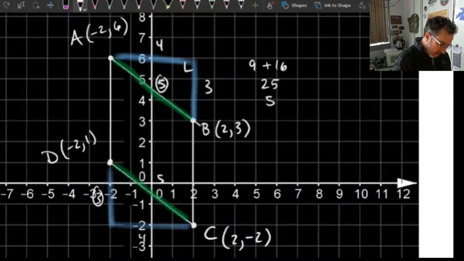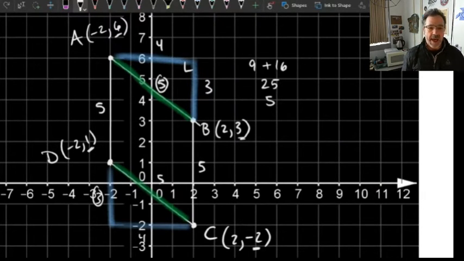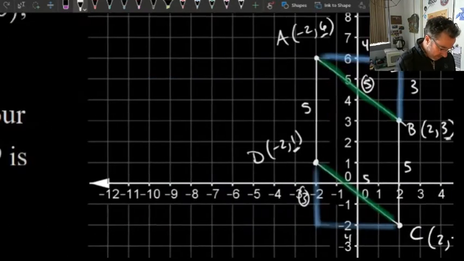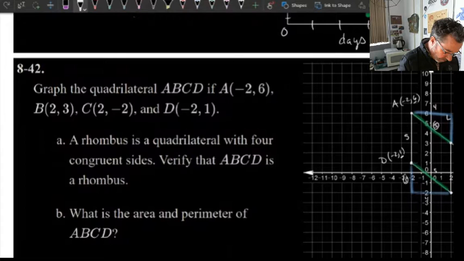And then finally, if I look at just the change in the y values, I'm going from 1 to 6. If you go from 1 to 6, that's a change of 5 also. And over here, I'm going from -2 to +3, which is also a change of 5. So absolutely, this is a rhombus. All 4 sides are 5 units long. Okay, so I verified that.